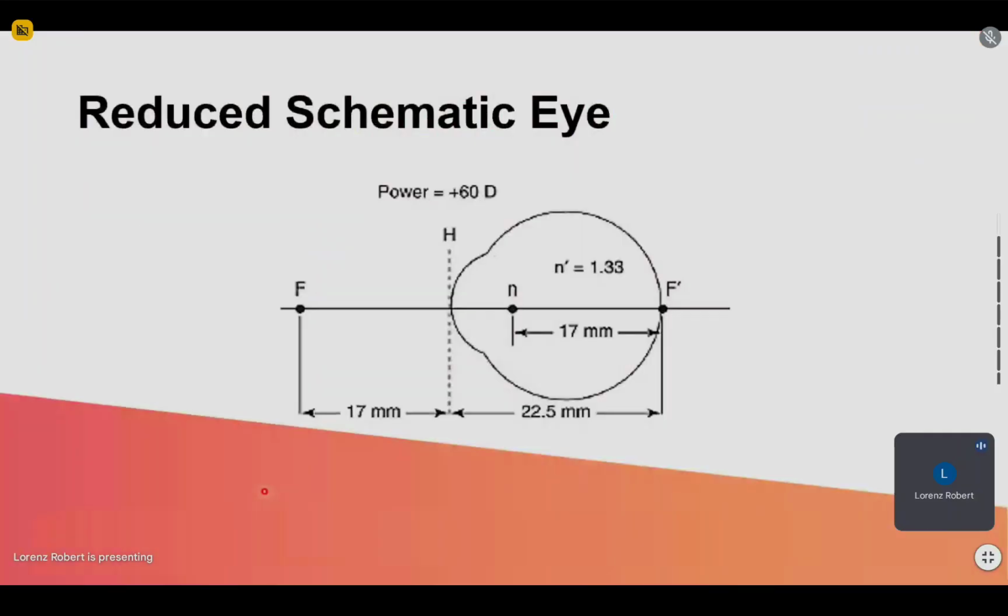So this is just an example of the reduced schematic eye. This is just a diagram of the various lengths of the eye and its different focal points. This is just good to know. Okay? Just know that the refractive power of the eye is about 60 prism diopters, and the average axial length, meaning the length of the eye, is about 22.5 millimeters.